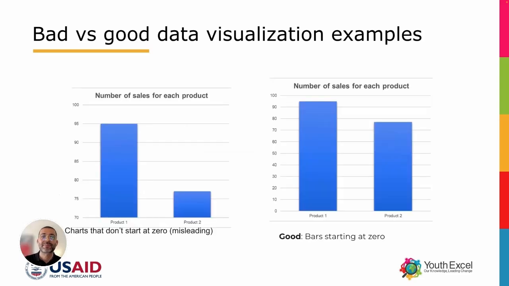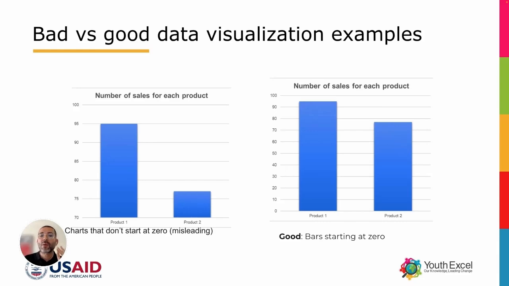Here's another example: charts that don't start at zero. It is misleading. Sometimes it's okay to break the rules, but in general, bar charts should start at zero because our eyes are very sensitive to the size of the bars. Scatter plots and time series should always start at zero. Line graphs can sometimes break the rules.